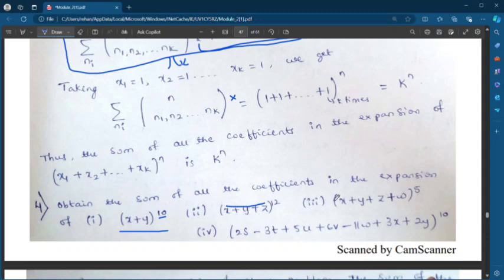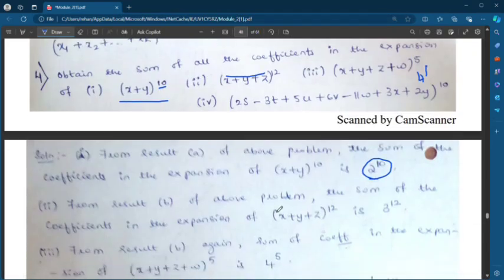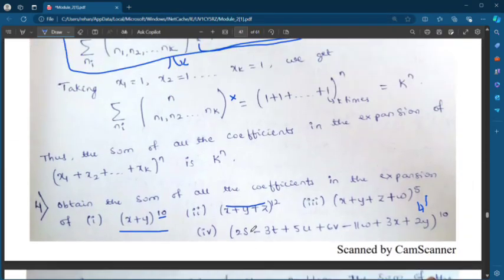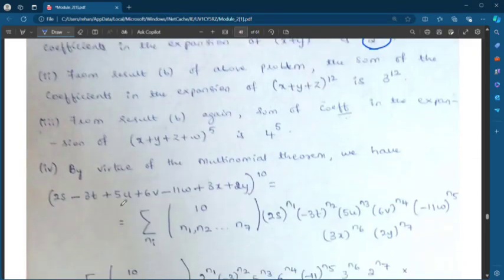Then here (x + y + z + w) to the power of 4. So this I can write as 4 to the power of 5. Simple, right? Then I have 1, 2, 3, 4, 5, 6, 7 variables to the power of 10.